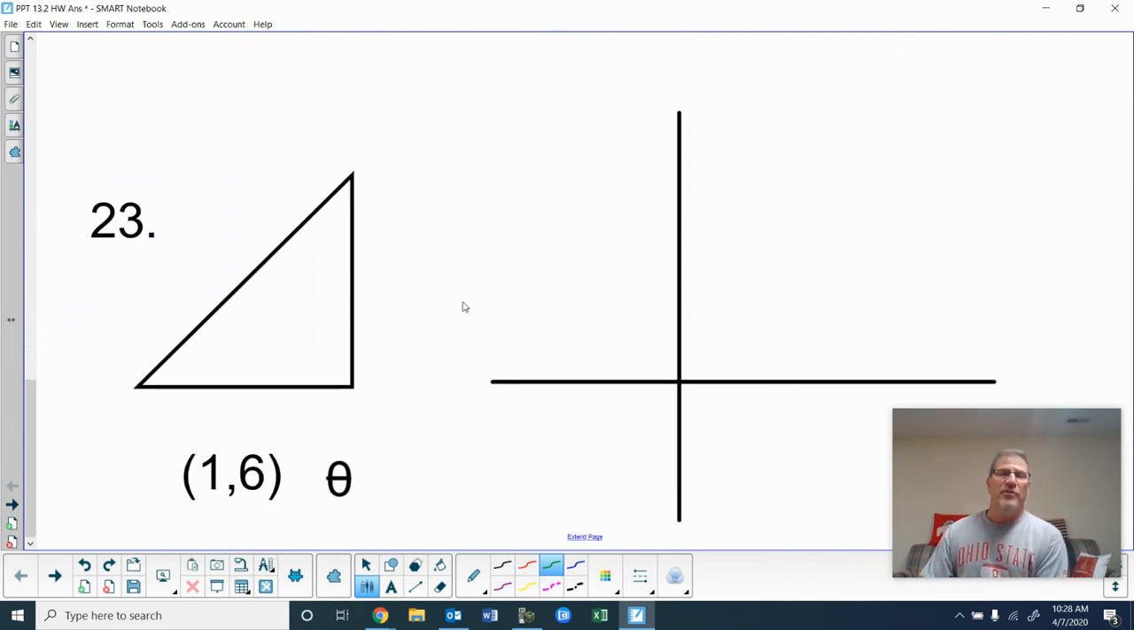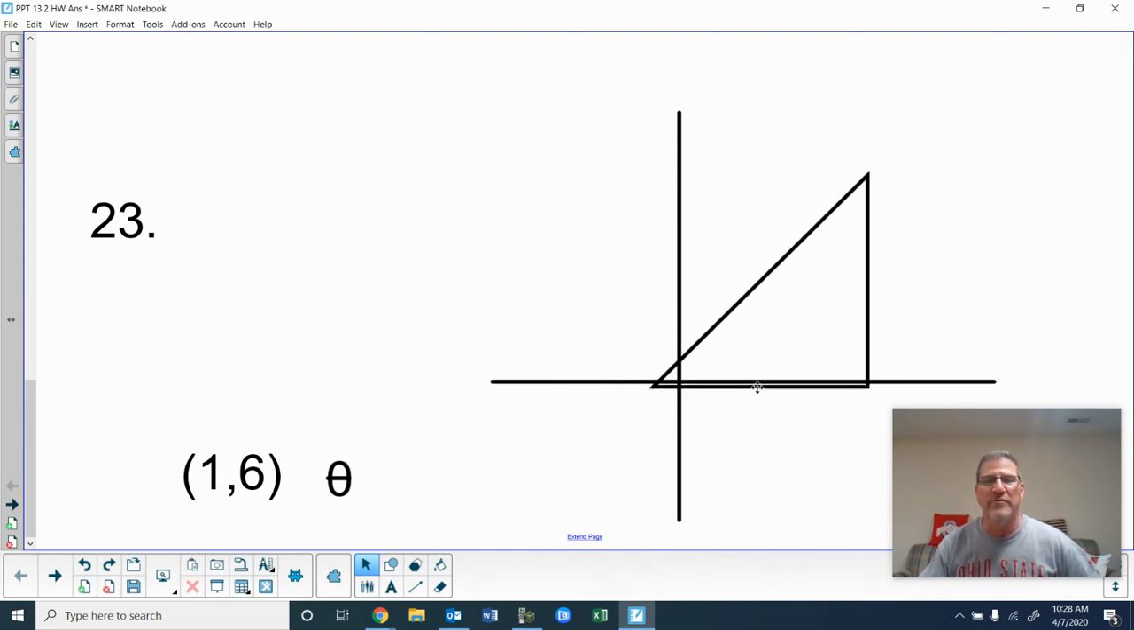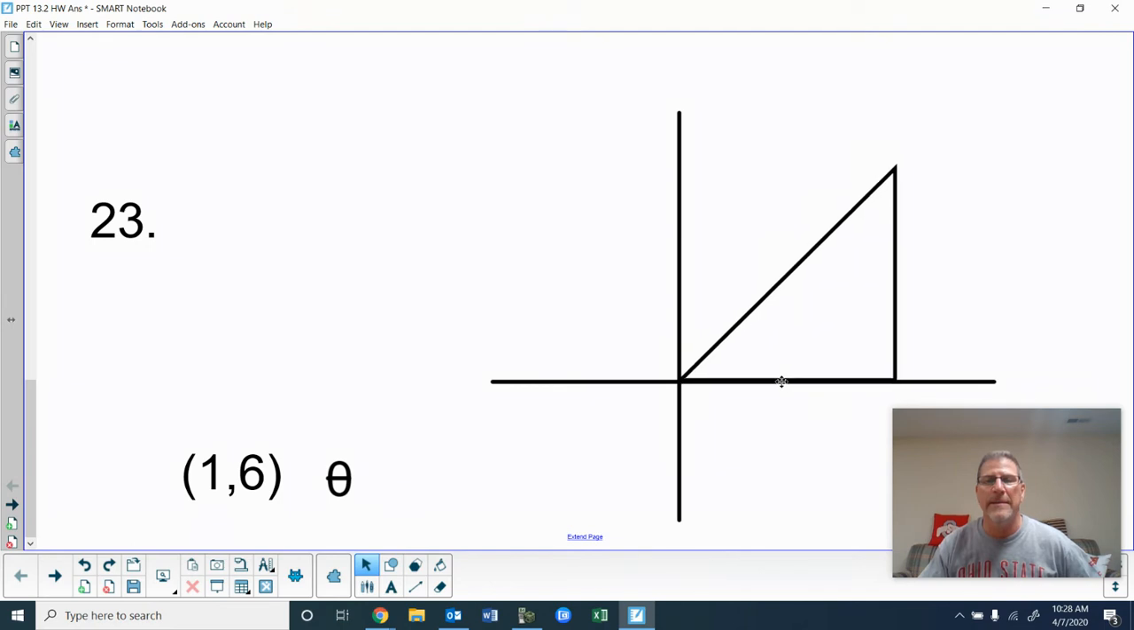And then the last one I was going to go over is 23. And this is when you were given a point, and you were supposed to plot that point on your XY axis, and 1, 6 would be over here in the first quadrant, and then you draw a triangle, okay? So I'm going to move this triangle over, so where we would draw it in that first quadrant, okay?